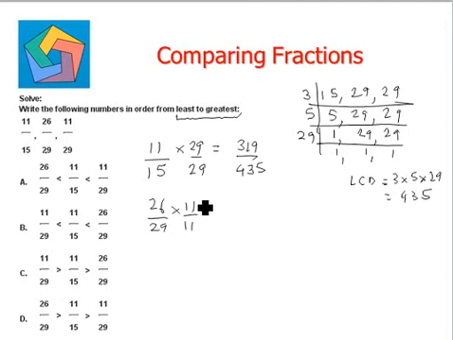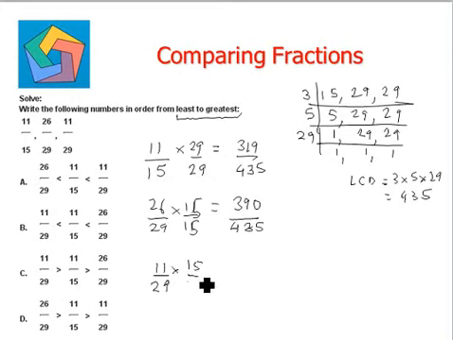Sorry, this would be multiplied by 15. My bad. This would be 390 divided by 435, and the last one, 11/29, will be multiplied by 15 and divided by 15, and we get 165 over 435. So these are our three equivalents. Now they have the same denominator.